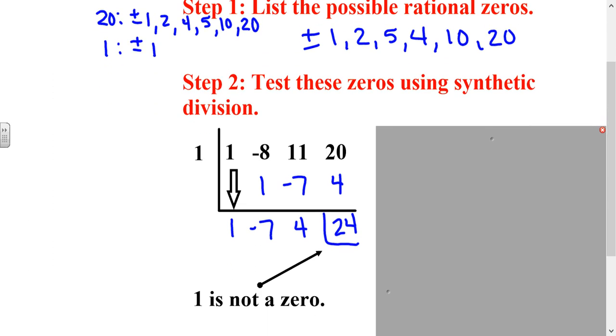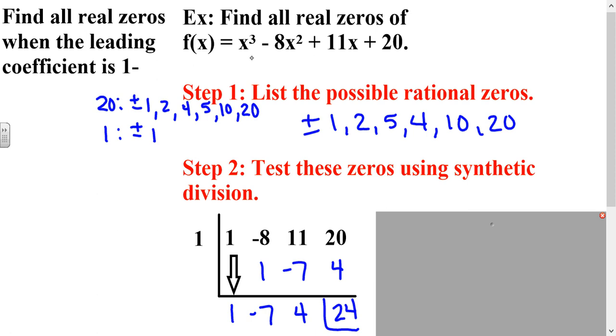And in case you're wondering where I got these numbers from in the synthetic division, if we remember to do synthetic division, we use the coefficients of all of these numbers. So I had 1, negative 8, 11, and 20. And so that's where I got those numbers from.